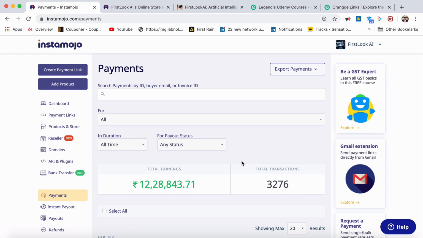And today we are looking at a great trailer of the most advanced money-making course session. I've earned about 12 lakhs and 28,843.71 paise through Instamojo, and we have done over 3,000 transactions. We wish to teach you how we are earning through Instamojo, how we are coming up with amazing technologies, how we are changing the world, and how we are getting a lot of payments through Instamojo. The first thing I want to show you is the First Look AI website.